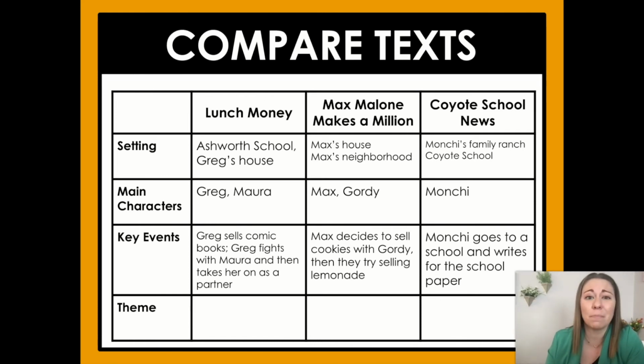But where we're really going to compare and see how these stories are alike is thinking about the themes or the author's message, the lesson the authors wanted you to learn from these stories. All right, so let's think about the theme for Lunch Money. What lesson did Andrew Clements want us to learn? And we talked about this in several of our lessons.